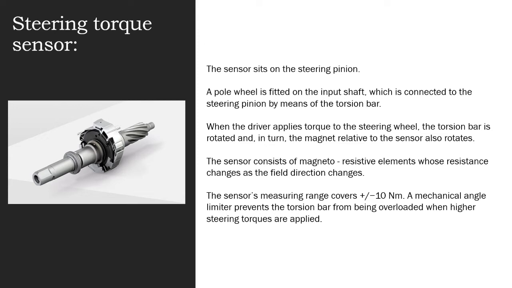When the driver applies torque to the steering wheel, the torsion bar is rotated and in turn the magnet relative to the sensor also rotates. The sensor consists of magnetoresistive elements whose resistance changes as the field direction changes. The sensor's measuring range covers plus or minus 10 newton meters. A mechanical angle limiter prevents the torsion bar from being overloaded when higher steering torques are applied.